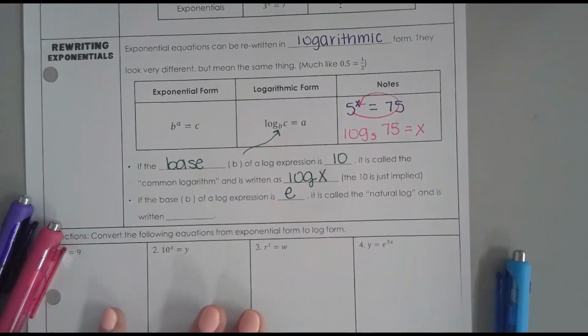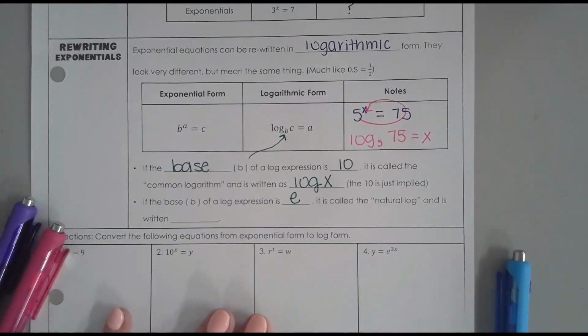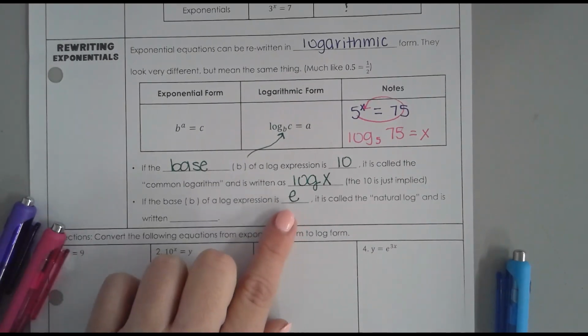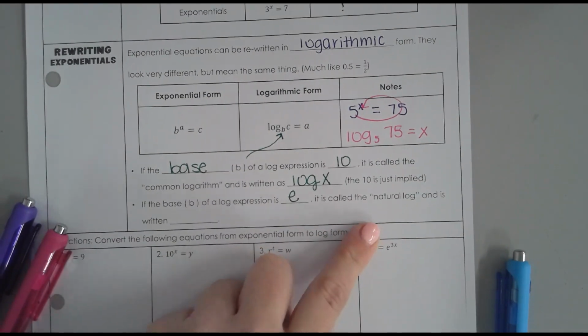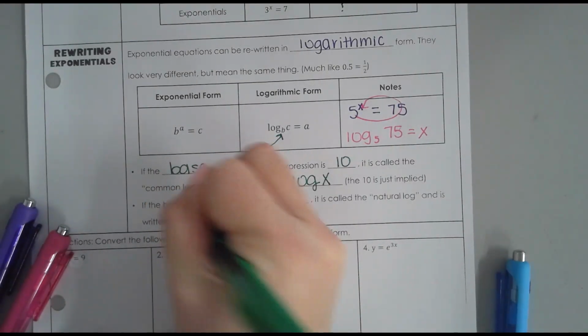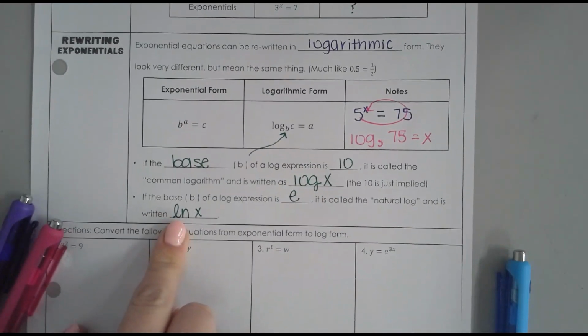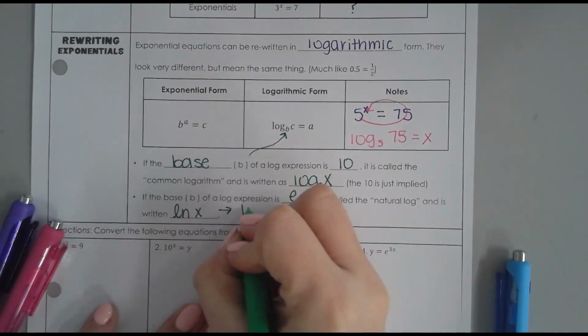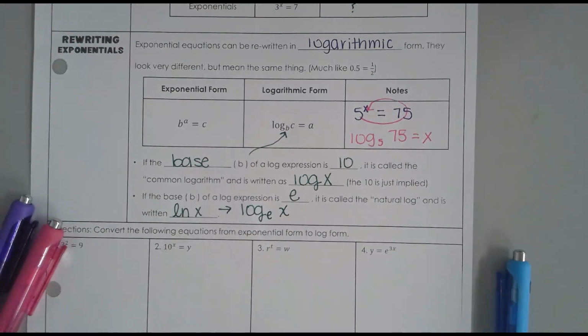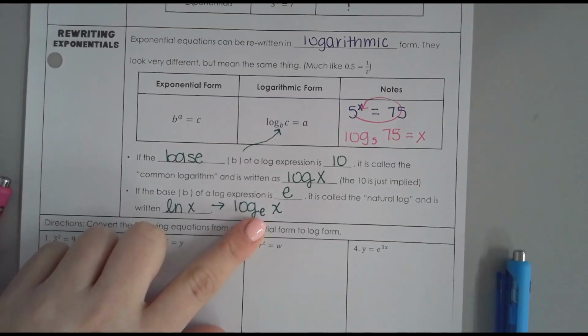Another one, if the base is e. Remember a while back, e is just a number like pi. It's 2 point something. So if your log base is e, that's what we call the natural log, and you'll see it written like this, ln(x). That's the same thing as having log base e of x. That's called the natural log, and we will see that a lot. But the natural log has a base of e.